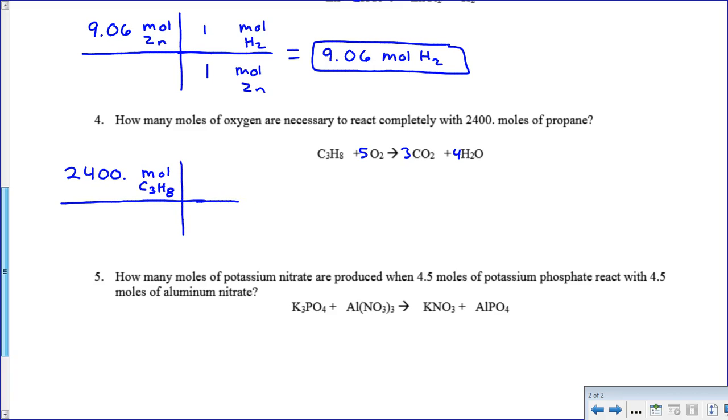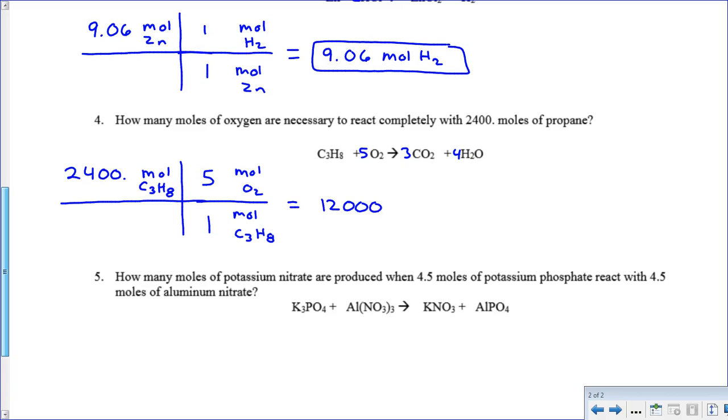Then we know that we're going to try and get rid of moles of C3H8. And it's asking us to get moles of oxygen, so we're going to try and get into moles of O2. On this one, for every 1 mole, because it's got a coefficient of 1 on C3H8, there are 5 moles of oxygen. Go through and multiply that, and you get 12,000.